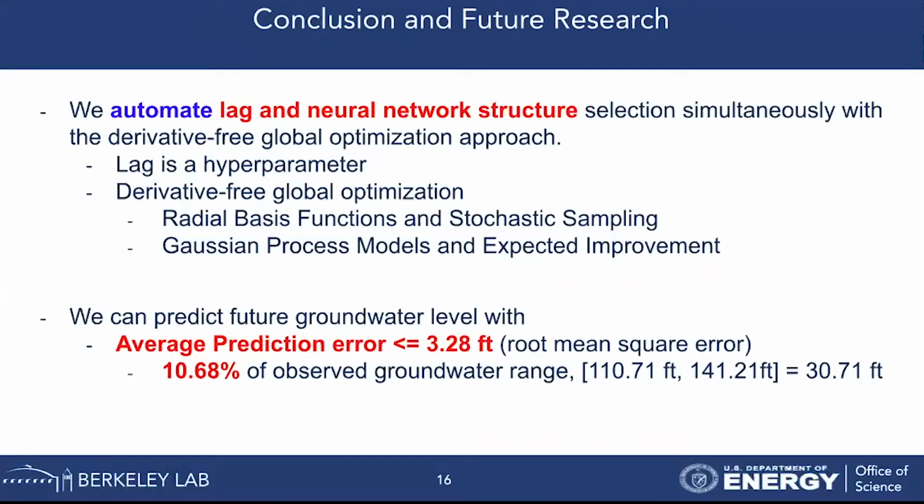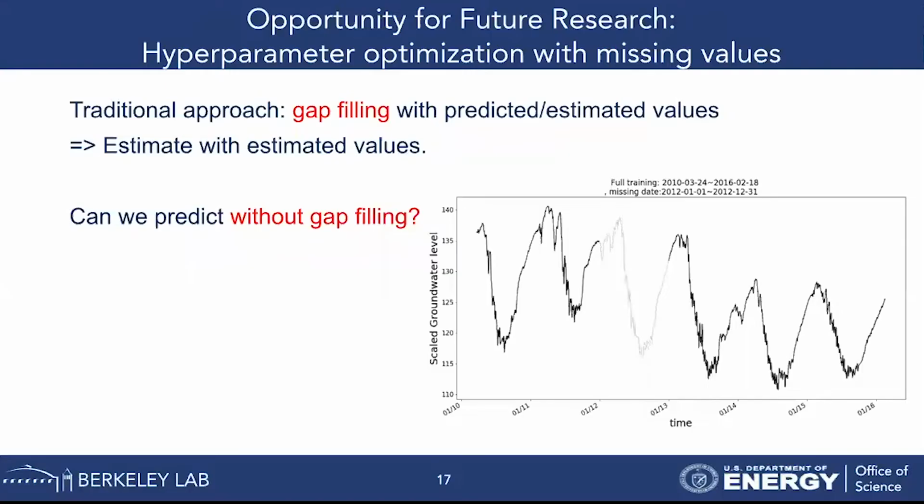As I said, we can predict future groundwater with an average loss of less than 3.28 feet. Actually, this is just 10.68% of the observed groundwater range. So we can say our prediction is pretty good here. We have many other future research directions, but here I'm going to show just one possible direction.